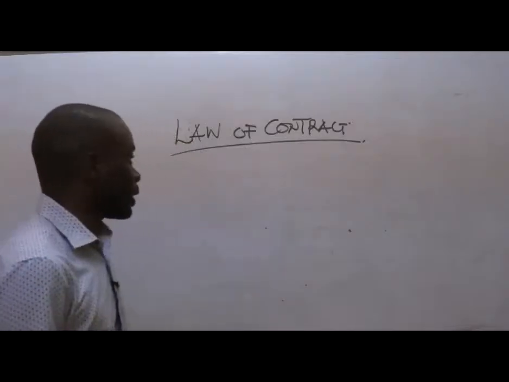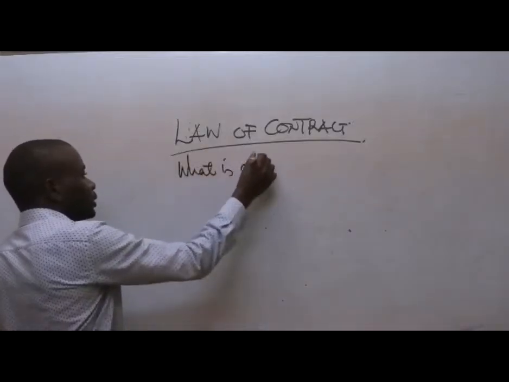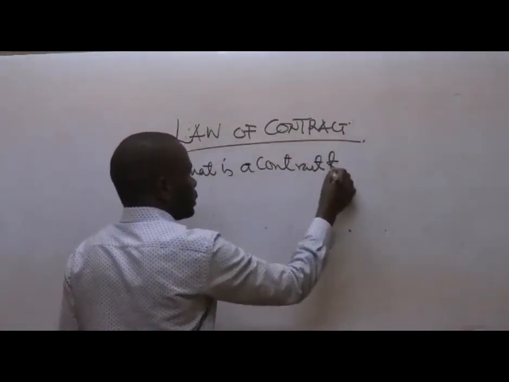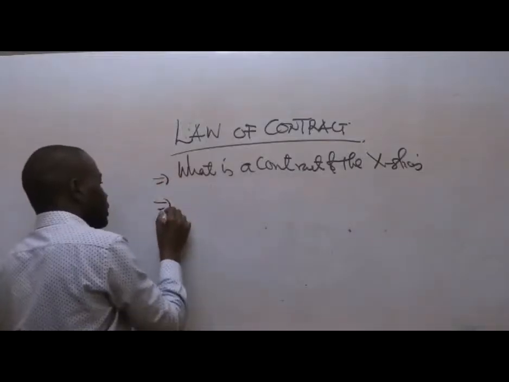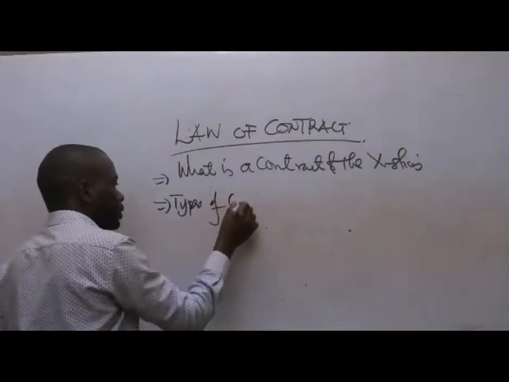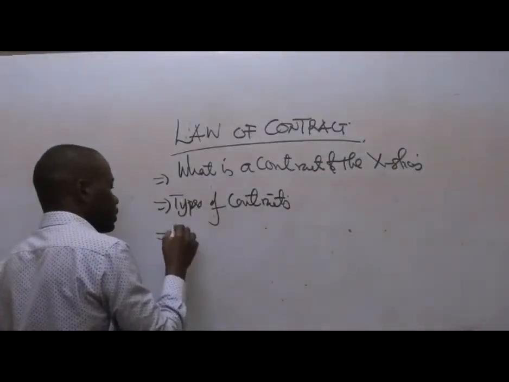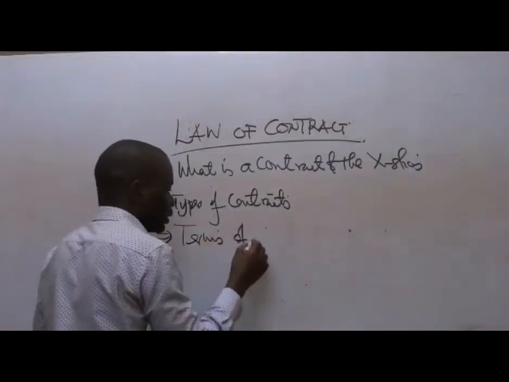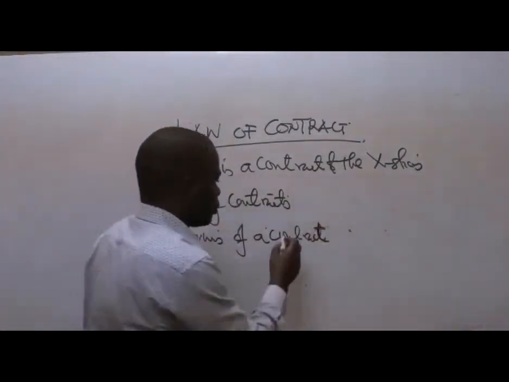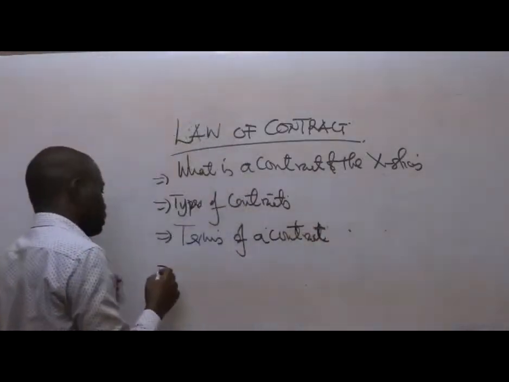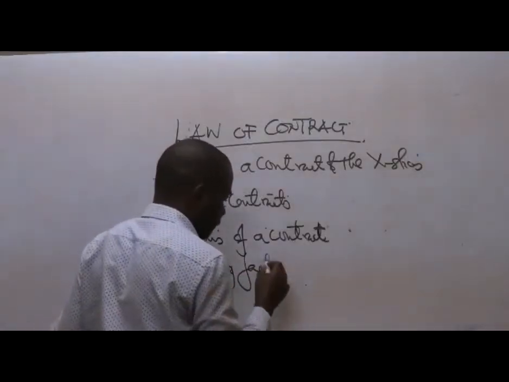So of course, what you need to understand here is what is a contract, and the characteristics, then the types of contracts you can have, you need to be able to understand also the terms of a contract, then what we call vitiating factors in a contract.